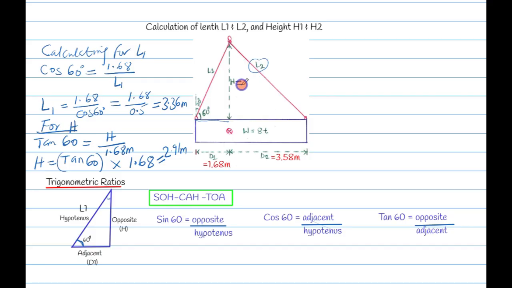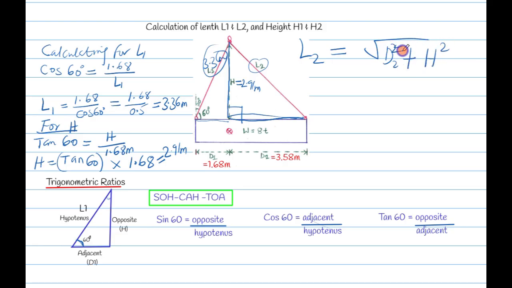Now we have our H, which is 2.91 meters, and our L1, which is 3.36 meters. So now we have this length, which is D2, and we have this height, which is H. Now this is forming a right angle triangle again, so we need to use Pythagoras theorem. To get L2, it will be the square root of D2 squared plus H squared.